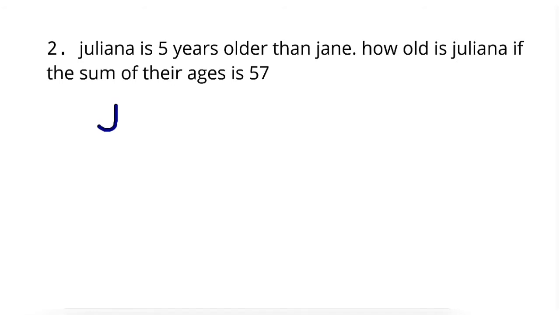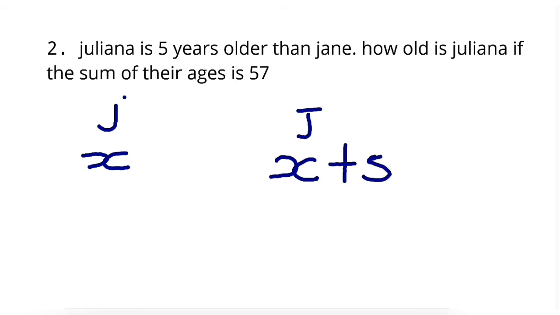Let us use J to represent Jane, and small j will represent Jane, and capital J will represent Juliana. I'm going to use X again. If Jane is X years old, then Juliana must be 5 years older, and that should be Jane's age plus 5.